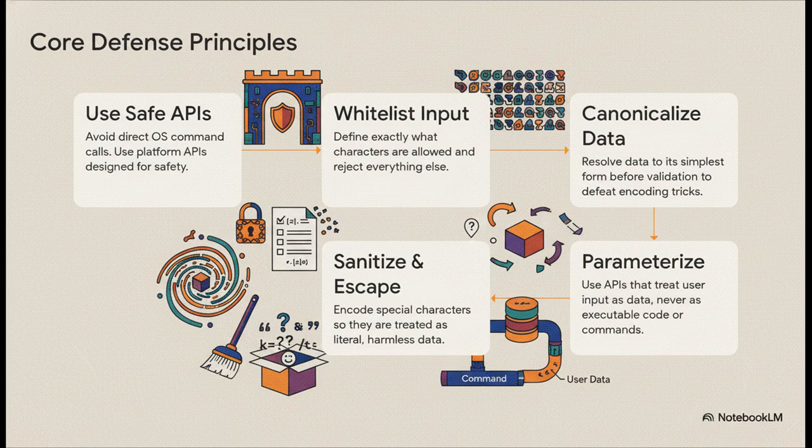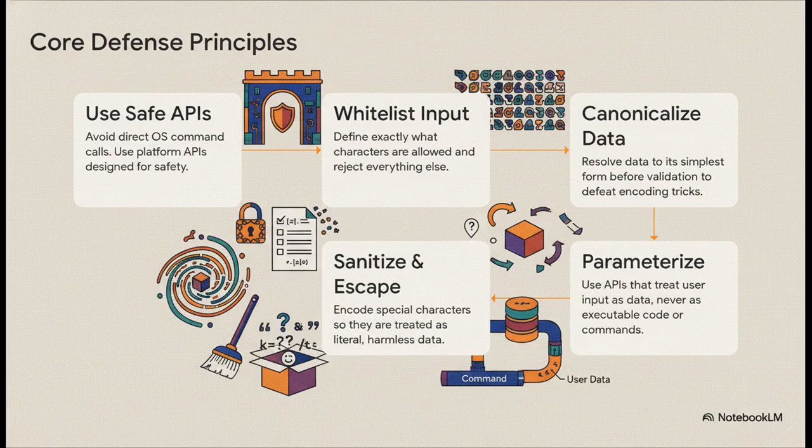So, number 1, use safe APIs. Whenever possible, avoid building command strings by hand. Your programming language or framework almost always provides built-in functions that are designed to handle these things safely. Use them. Number 2, whitelist your input. This is a huge one. Instead of trying to create a blacklist of all the bad characters, a game you will eventually lose, create a whitelist of the only characters you allow. If it's not on the list, reject it. Simple. Number 3, canonicalize your data. This just means you need to decode and simplify all input to its most basic form before you check it. This one move shuts down almost all of those clever encoding bypasses we talked about.